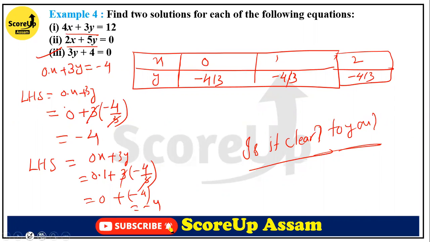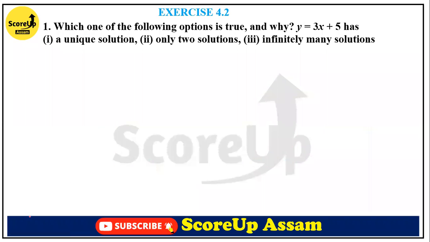Okay. Now let's move on to the next exercise. Which one of the following is true and why? y is equal to 365 has how many solutions? See, I said that a linear equation with two variables has how many solutions? Infinitely many solutions, right?